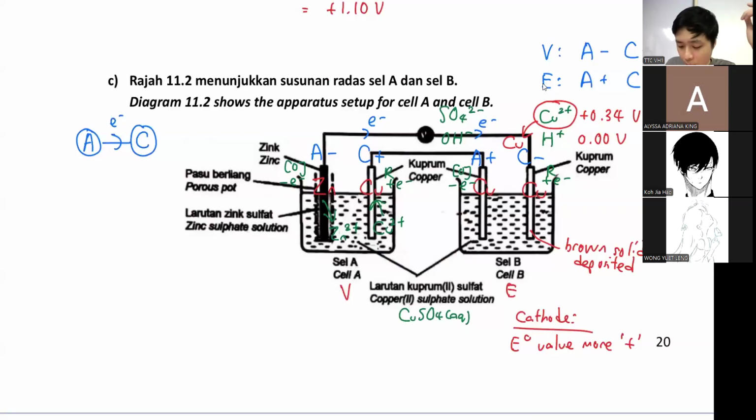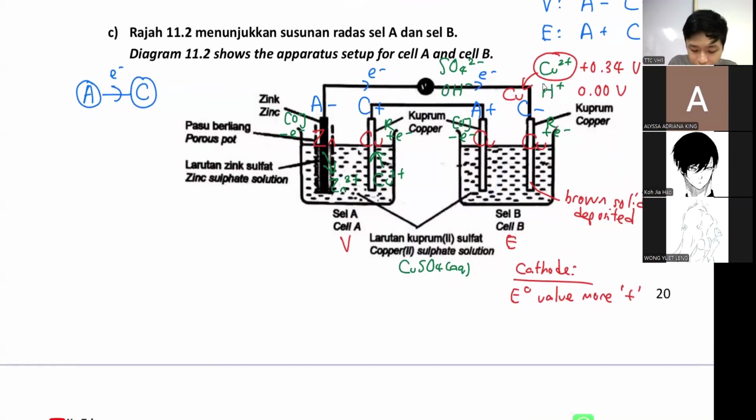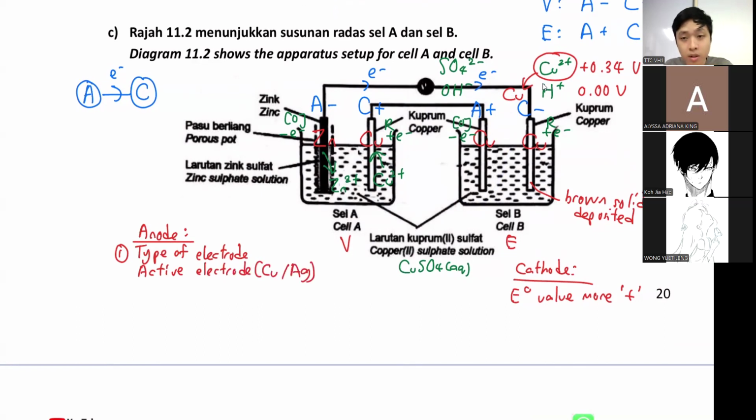But how about the anode? Anode always has three factors. What is the first factor? Type of electrode used, whether they have an active electrode or not, like copper and silver.